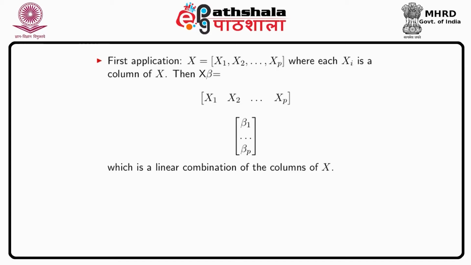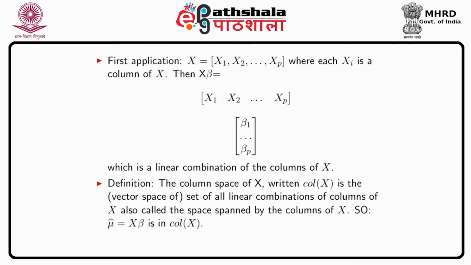which is a linear combination of the columns of X. Now the column space of X, we need to keep this definition in mind. The column space of X, which is written as COL(X), is the vector space of the set of all linear combinations of columns of X, also called the space spanned by the columns of X. So when we get the estimates of Y as X times beta hat, then the estimates all belong to the column space of X, which is the design matrix.